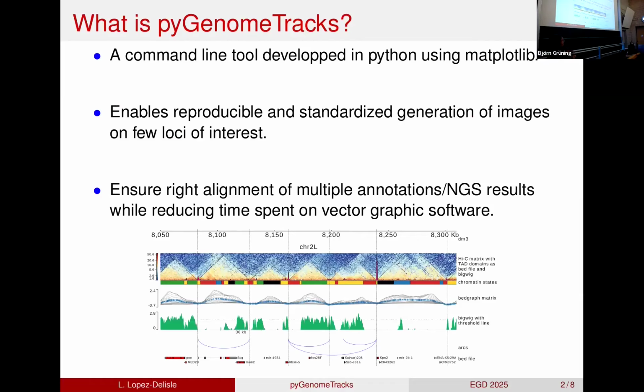It enables the right alignment of multiple annotations. For example, if you have genes or regions of interest, you can make all aligned. You don't need to go in Illustrator or Inkscape or any other vector software to make sure that everything is aligned. It gives you exactly the good image because it's highly customizable.